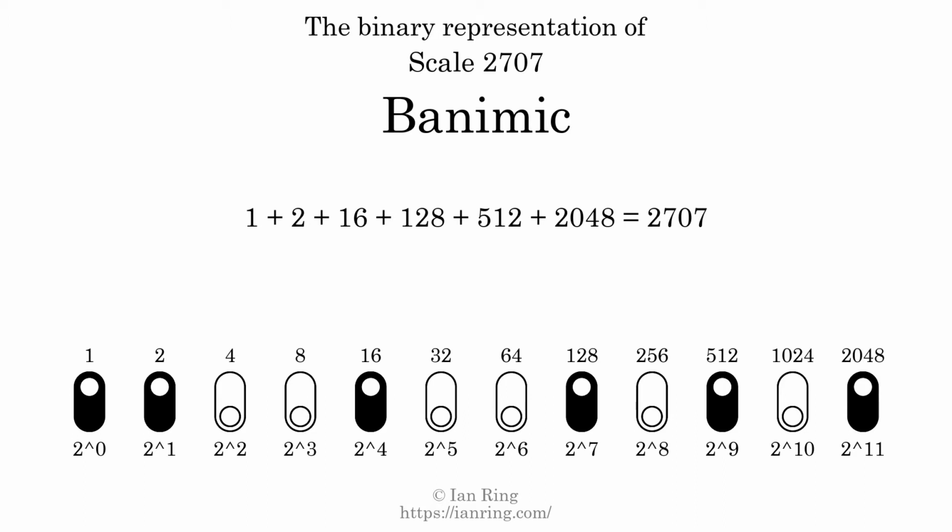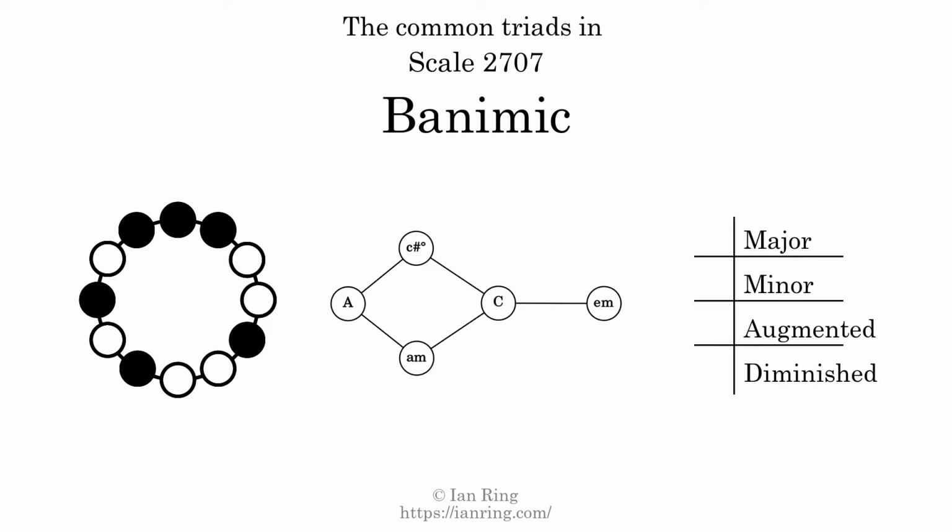The scale number not only enumerates the scale with a unique index, but it also literally describes the tonal content of the scale. Represented as a binary number in base 2, the scale number is 10101001001. Here are the common triads present in this scale.